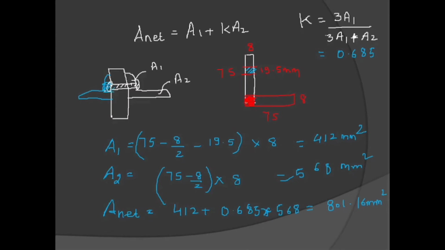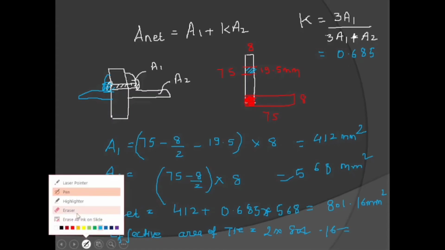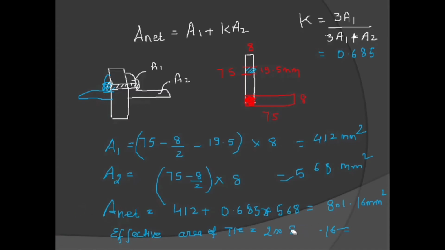That is initially given. So effective area of tie is equal to 2 times 801.16, that is equal to 1602.32 mm square. That is okay.